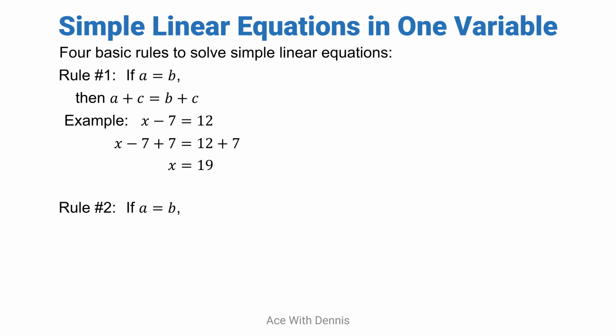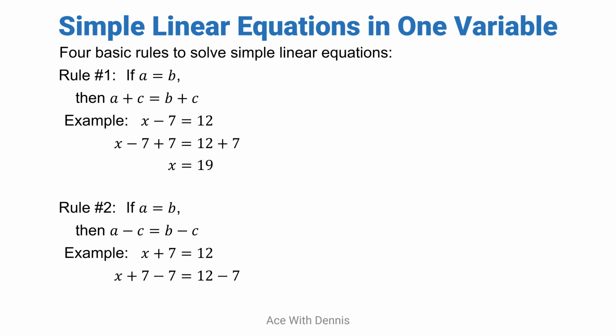Rule number 2. If a equals b, then we can subtract c from both sides, which is a minus c equals b minus c. Here's an example. When x plus 7 equals 12, then we can subtract 7 from both sides, which gives x plus 7 minus 7 equals 12 minus 7. And the answer is x equals 5.